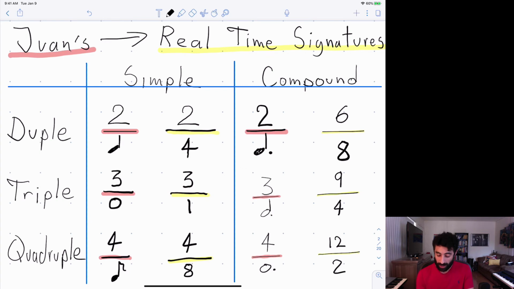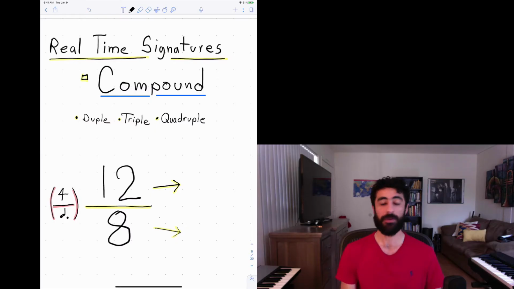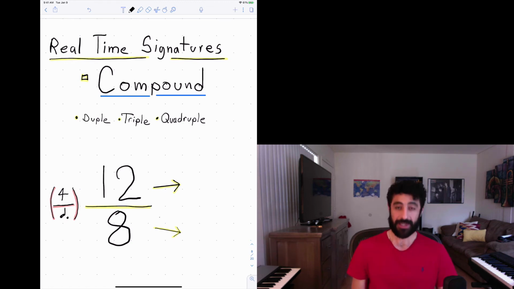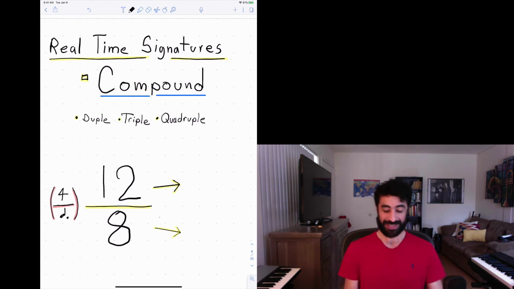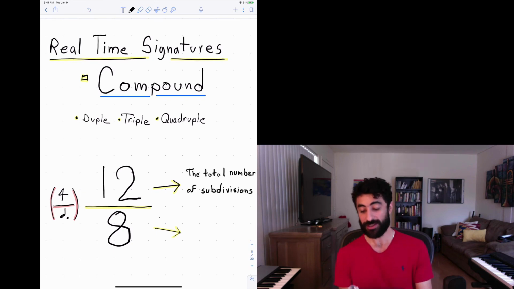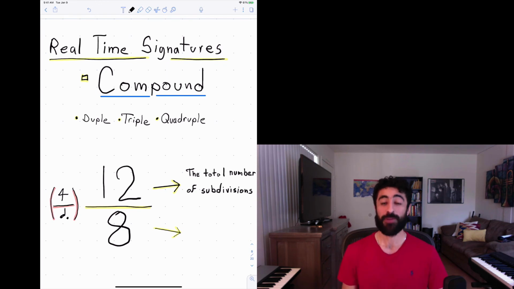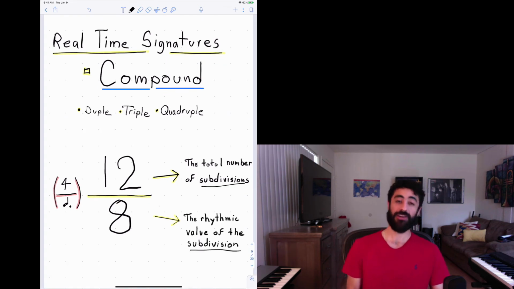So now we know how to convert Platonic compound time signatures into real time signatures. And this is the reason why compound time signatures look a little different on the page. The top number is not showing us the number of beats in a measure. In a compound time signature, the top number is showing us the total number of subdivisions, not the number of beats. And the bottom number shows us the rhythmic value of the subdivision, not of the beat.